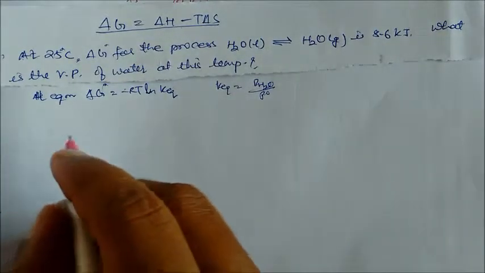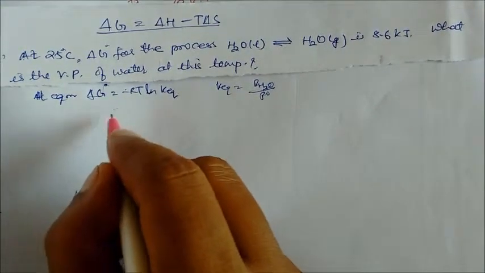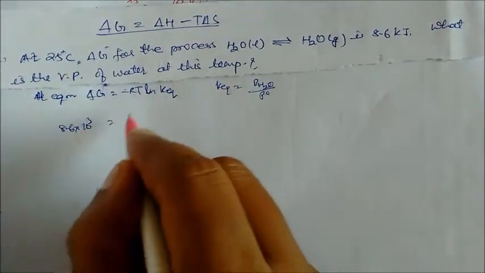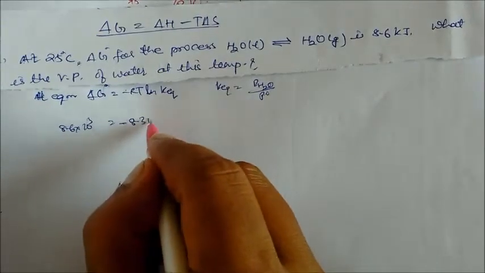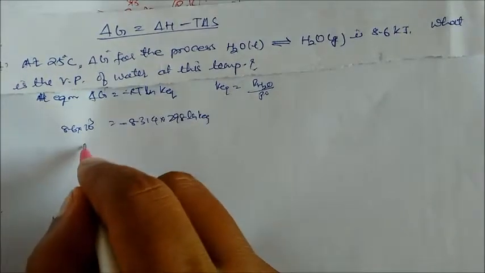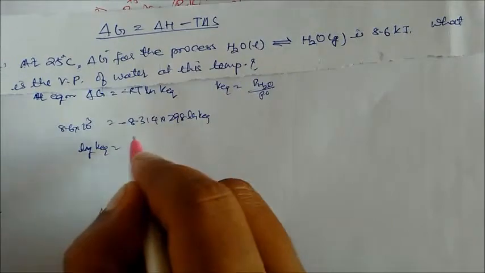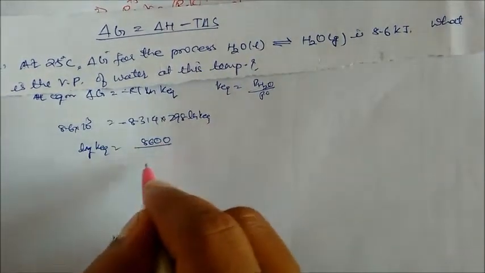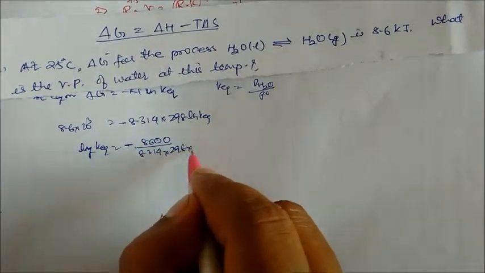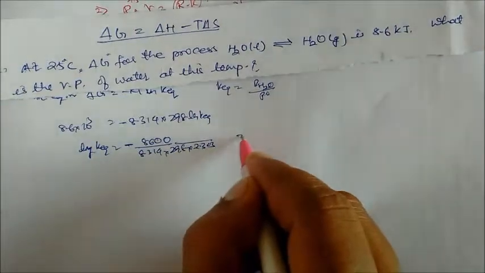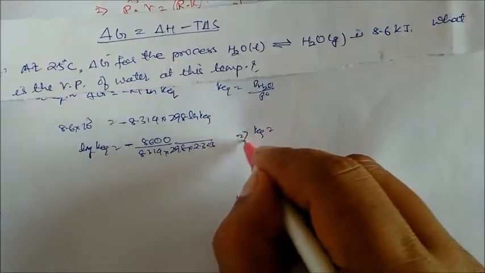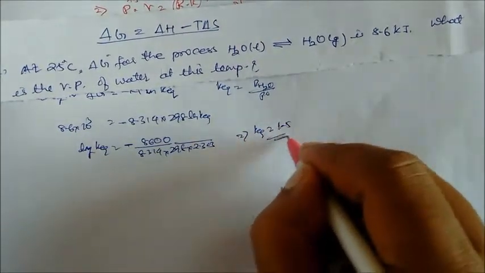So here we can put the values. Delta G is given here as 8.6 kilojoules. We can write it as 8.6 into 10 power 3, and R is 8.314 and temperature is 298. So we'll get log of K equilibrium equal to 8600 divided by minus, you put the sign here, 8.314 into 298 and multiplied by 2.303. On solving, we'll get log of K equilibrium as 1.5. This is the K equilibrium.